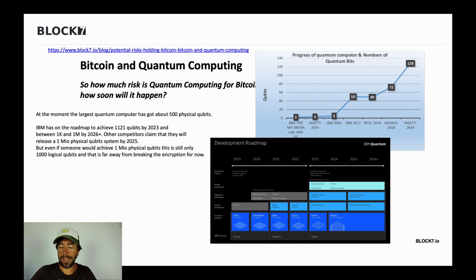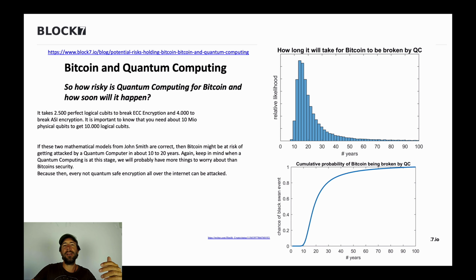But in the next slide, you will see how likely it is that we have Bitcoin broken, like in the next 5 years, 10 years, 20 years, and so on. So if you look at this chart, how long it will take for Bitcoin to be broken by quantum computing. And here you also have that nice cumulative chart. And if you look at the chances here, it probably takes around 10 to 20 years to break Bitcoin.